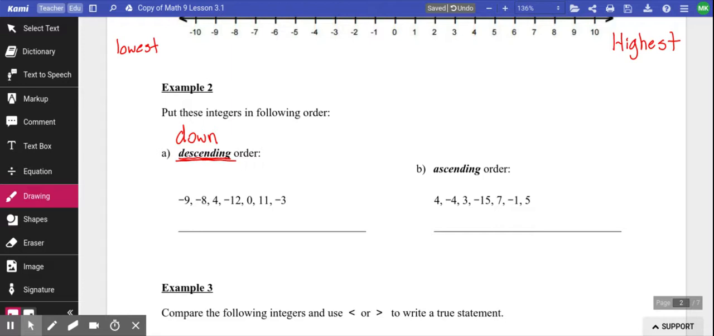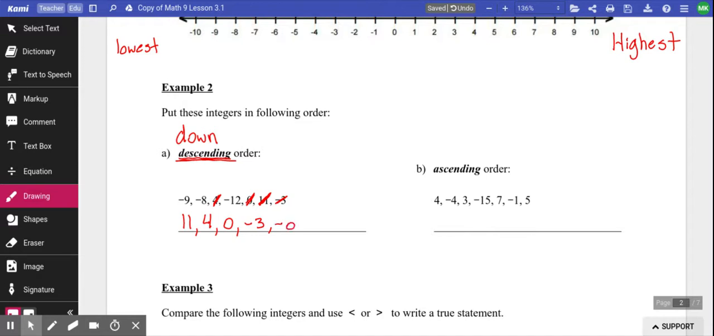The highest number that I have here would be positive 11. Right? That would be the furthest to the right on my number line. So I would start with 11. I would then cross it off. Then I would do the next highest number. The next highest number on that list is 4. So I put 4. The next highest would be 0. So I put 0. The next highest would be -3.